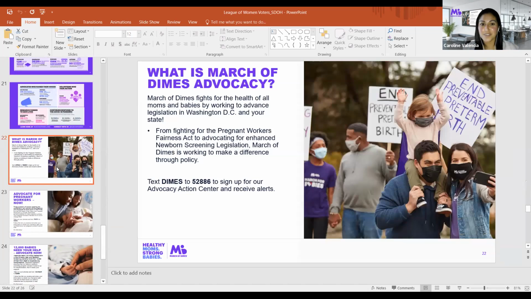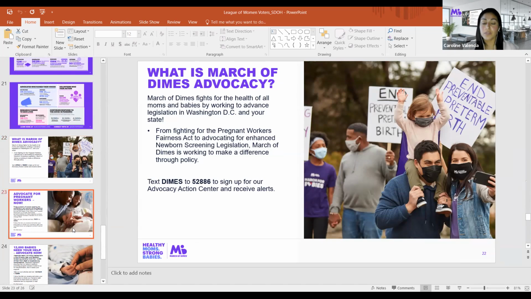And the last thing I want to leave you all with is March of Dimes actually has an advocacy arm. So we have both federal advocacy and state advocacy. And so if you text Dimes to 52886, you can get on the listserv for our Advocacy Action Network, and you'll get information on different bills we're supporting.